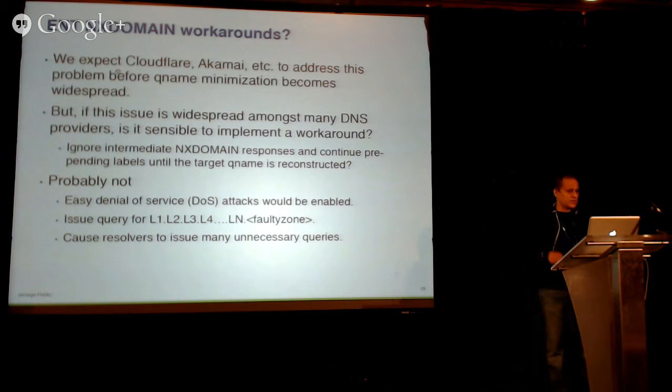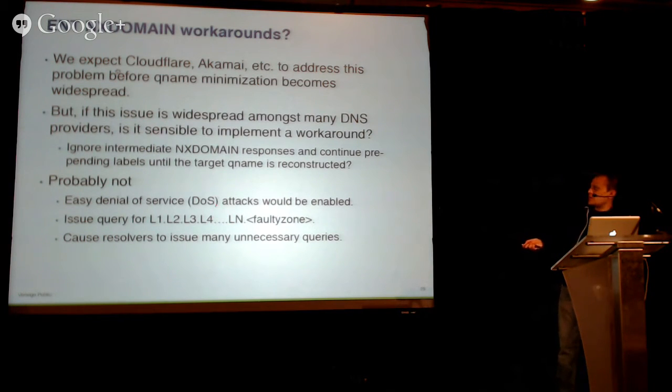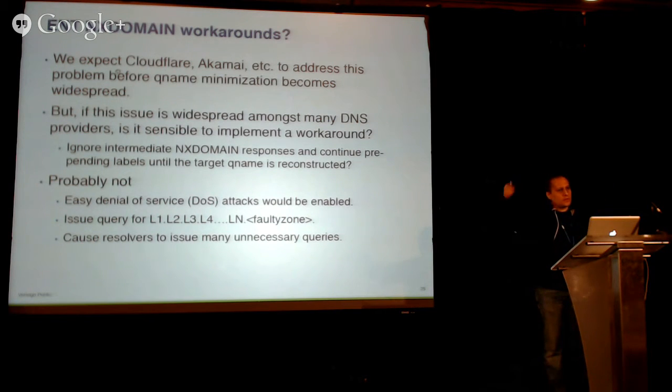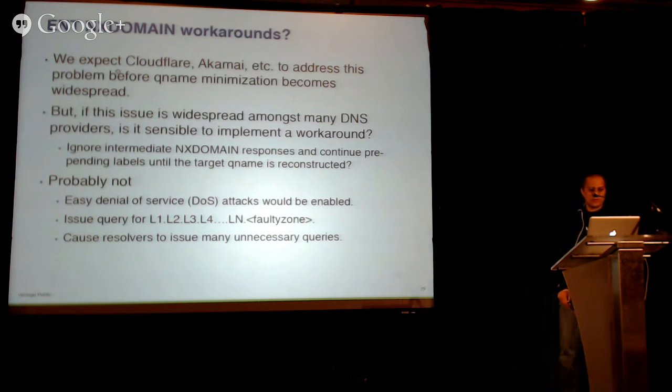And the obvious brute force way is, if you encounter an intermediate NXDOMAIN, just ignore it, prepend the next label, and carry on. So my instinct is this is probably not the right thing to do. It opens us up to a whole class of additional denial of service attacks which do not exist today. So for example, I could take one of those faulty zones and ask a resolver, prepend a whole bunch of garbage labels to that name and issue it to the resolver, and have the resolver sit in a loop, constantly querying those things unnecessarily.